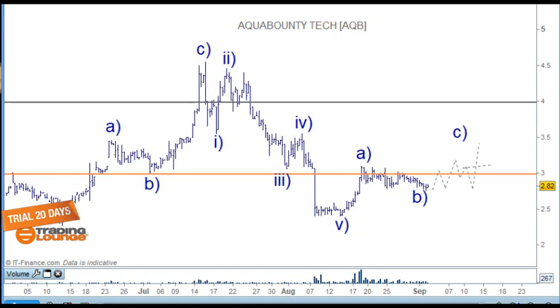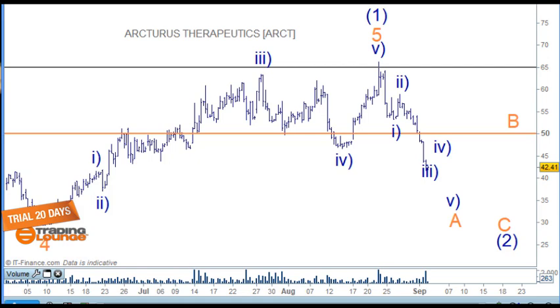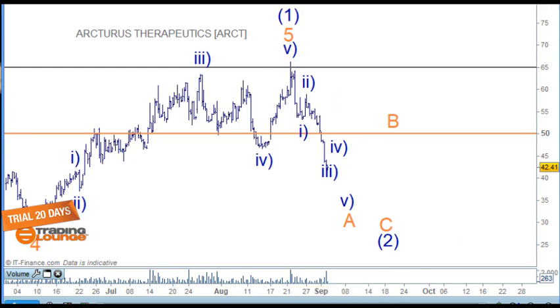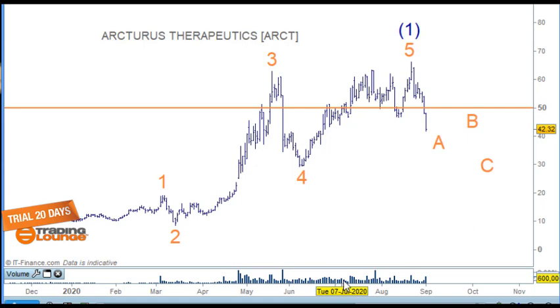Okay, so the next stock is Arcturus Therapeutics. This is also a biotech company, and it specializes in RNA, which is basically genome editing. And in this particular case here, let's just go to the daily chart here for a moment. So this is where it is at the moment.